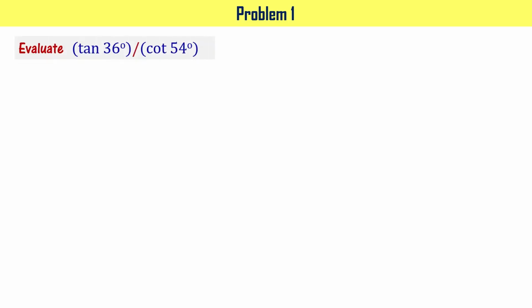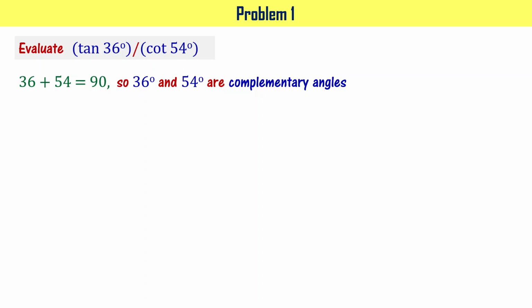Problem 1. Evaluate tan 36 degrees divided by cot 54 degrees. As you see from this problem, the angles given are 36 degrees and 54 degrees, right? These are not there in the table we have developed. It means that we have to apply the idea of complementary angles, whether they become complementary or not, we have to first test it out. So as you see here, 36 plus 54 equal to 90 degrees. It means 36 degrees and 54 degrees are complementary angles, right?